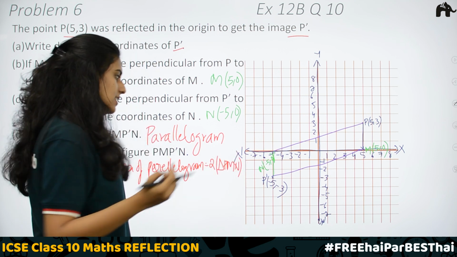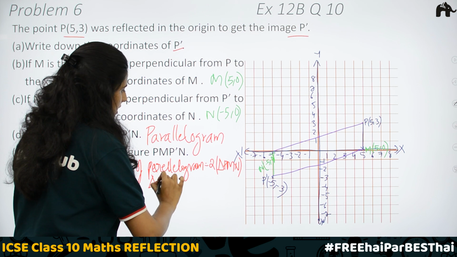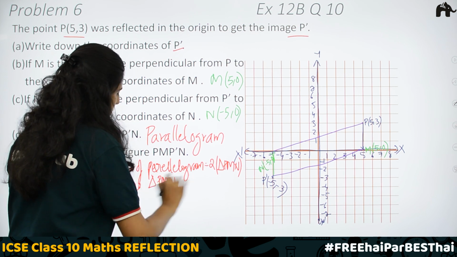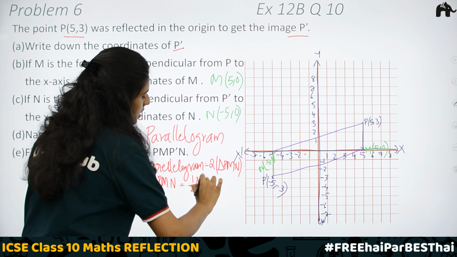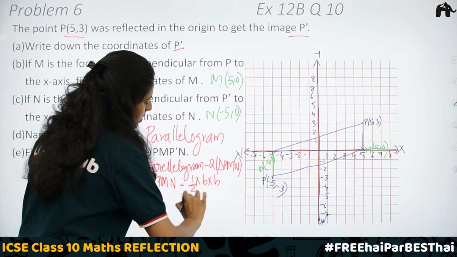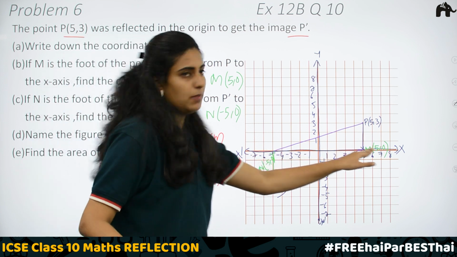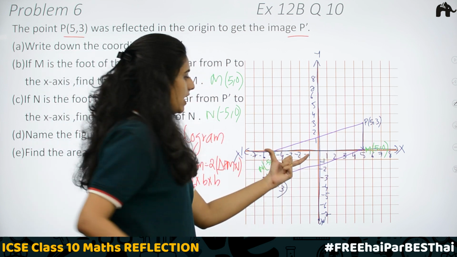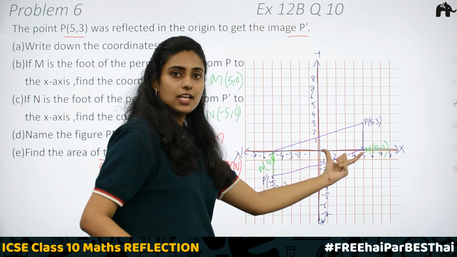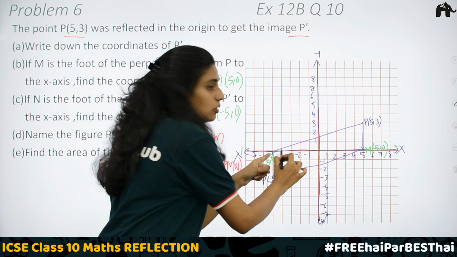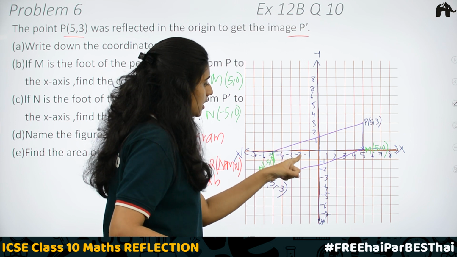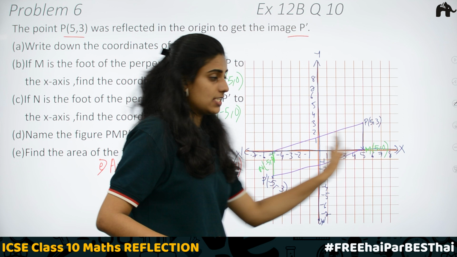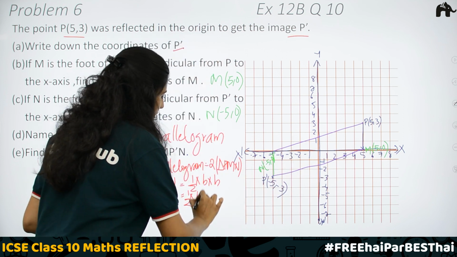Half into base into height. Therefore, the area of triangle PMN is equal to half into base into height. Here, what is the base? This is the base. From 0 we have moved 5 units to the right. From here, when you start to count, 1, 2, 3, 4, 5, 6, 7, 8, 9, 10. 10 units. Therefore, base is equal to 10 units.